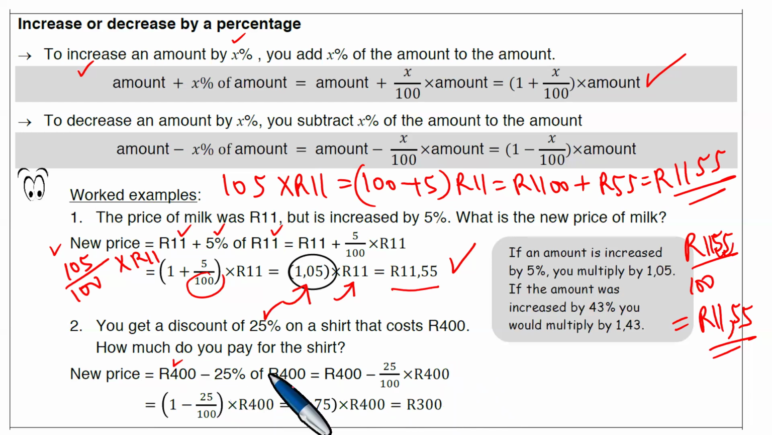So you then say 400 minus 25% of the 400. That is 400 minus 25 over 100 of the 400. The 400 is a common factor, so you can take out the 400 as a common factor, and you have 1 minus 25 over 100, which is 0.75, times 400, which is exactly 300. We continue.